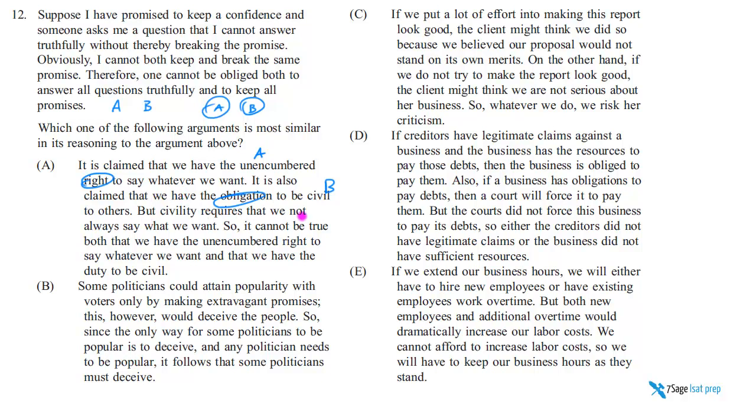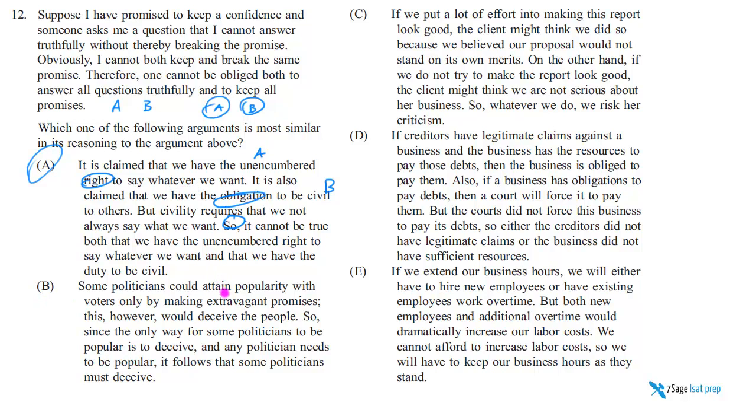But civility requires that we not always say what we want. There you go. Civility requires that sometimes you don't say whatever you want. So now we establish this one conflict. The conclusion has to be you can't have both. It cannot be true that both we have the unencumbered right to say whatever we want and that we have the duty to be civil. Very, very good. You see, it matches very well. From a conflict, we conclude that you can't have both things.